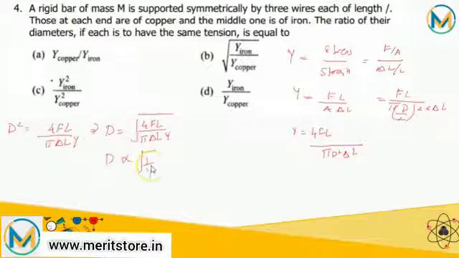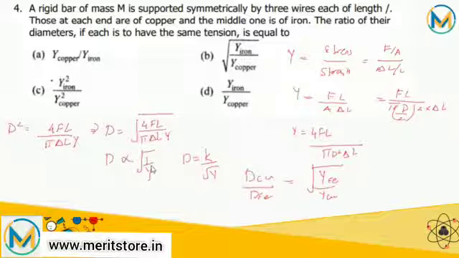I can say that d is directly proportional to root of 1 upon Y, or I can write d equals a constant k, the proportionality constant, upon root Y. Now we can find the ratio of diameter of copper upon diameter of iron, which is equal to root of Young modulus of iron upon Young modulus of copper. So the correct answer for this question is option B, that is root of Young modulus of iron upon root of Young modulus of copper.